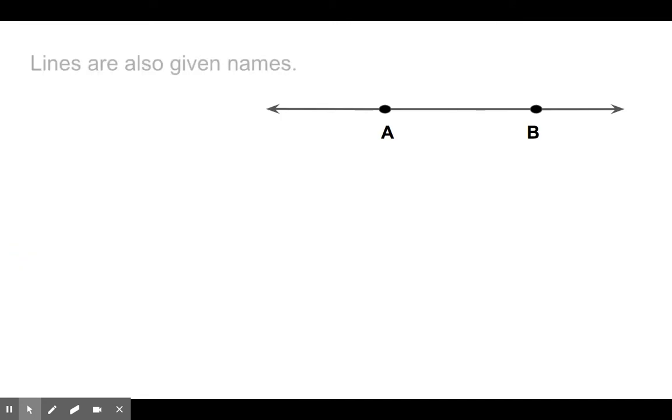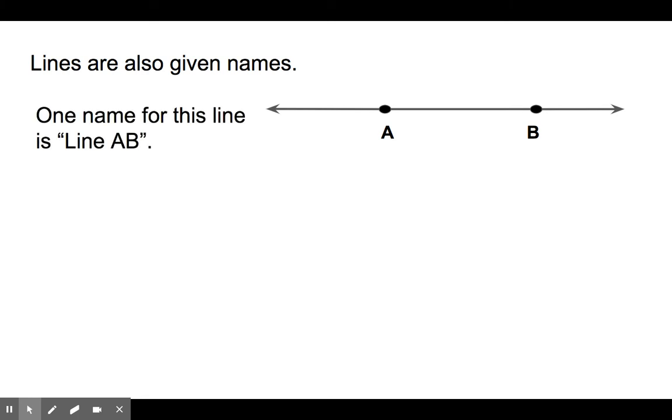So here's our line AB. And lines are also given names. And again, it's named line AB. It's written like this. You have the letters A, B here, but instead of the mini line segment, you're going to label it with a little mini line with arrows on top of your letters A, B.